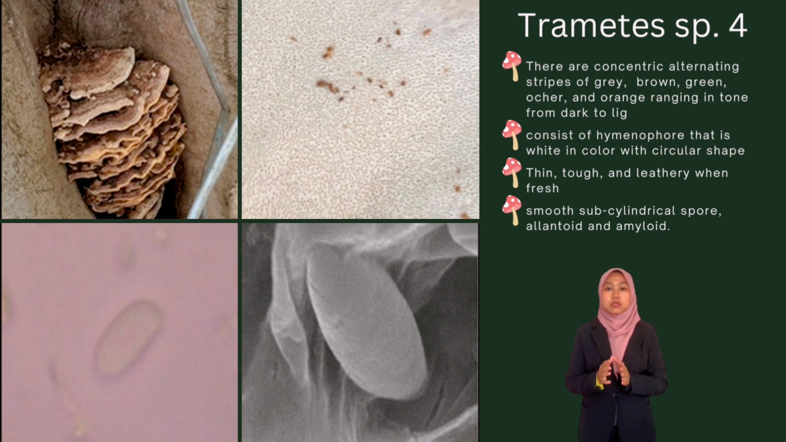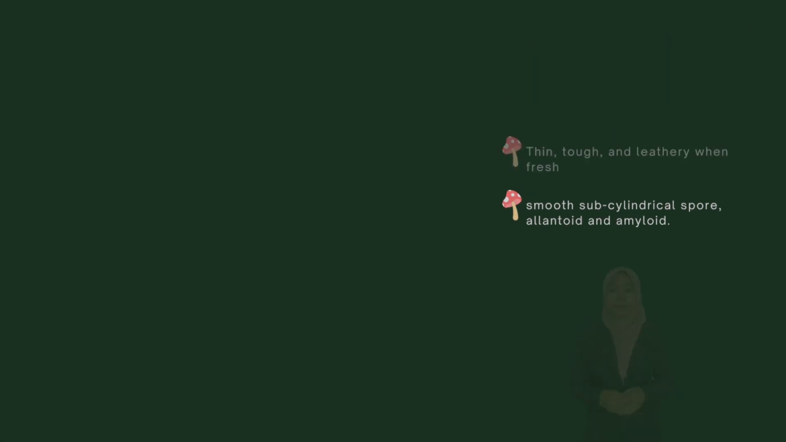Have a smooth, subcylindrical spore, allantoid and inamyloid. This species possesses a scent that is either reminiscent of anise or sweeter, and it is quite identical to Trametes suaveolens. So we assume this species as a Trametes suaveolens.